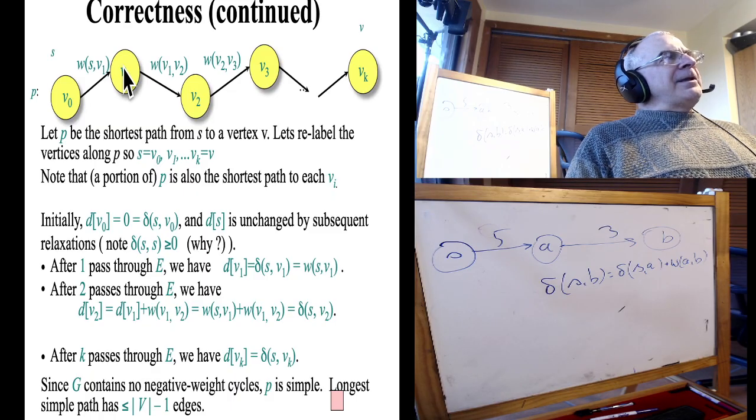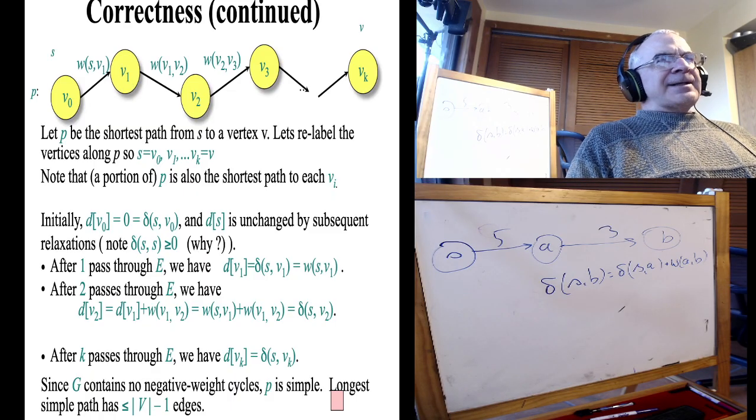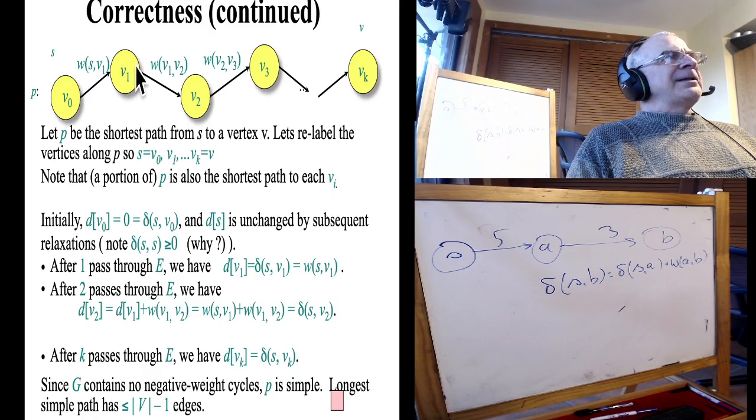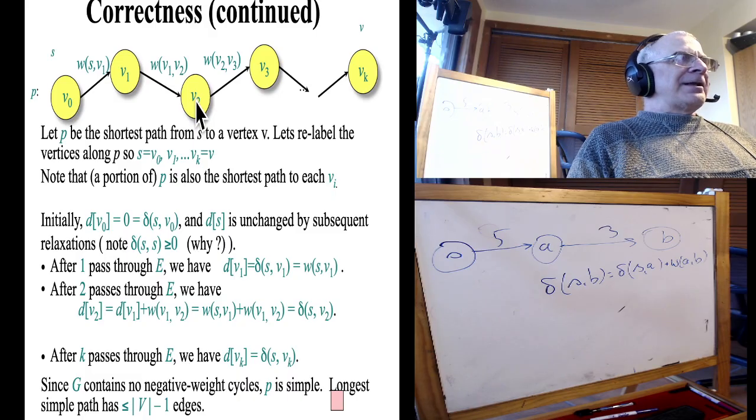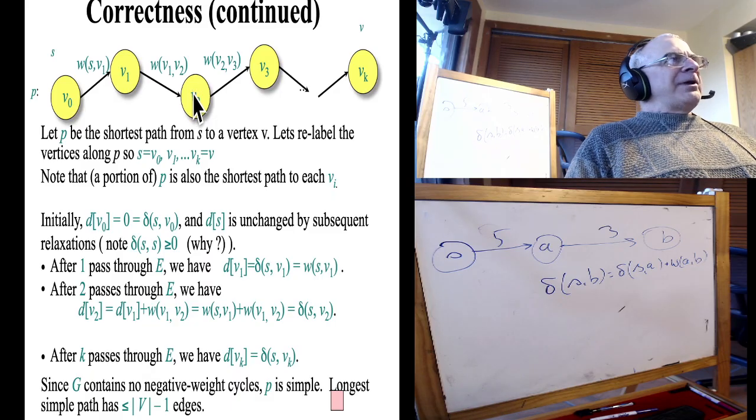What happened in the next iteration? I'm accessing each one of the edges, including the edge from V1 to V2. So what will be d of V2 after the second pass of the edges? It cannot be larger than the length of the shortest path. However, it cannot be smaller than the length of the shortest path.